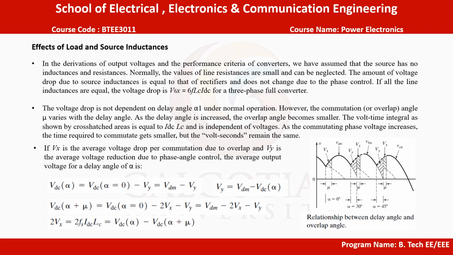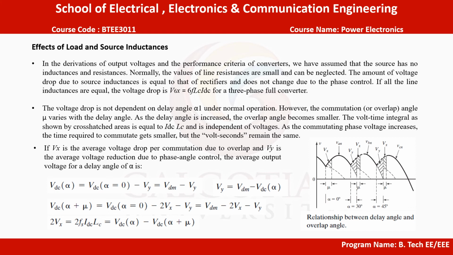Effects of load and source inductances. In the derivations of output voltages and the performance criteria of converters, we have assumed that the source has no inductances and resistances. Normally, the value of line resistances is small and can be neglected. The amount of voltage drop due to source inductances is equal to that of rectifiers and does not change due to the phase control. If all the line inductances are equal, the voltage drop is 6 f LC times IDC for a three-phase full converter.